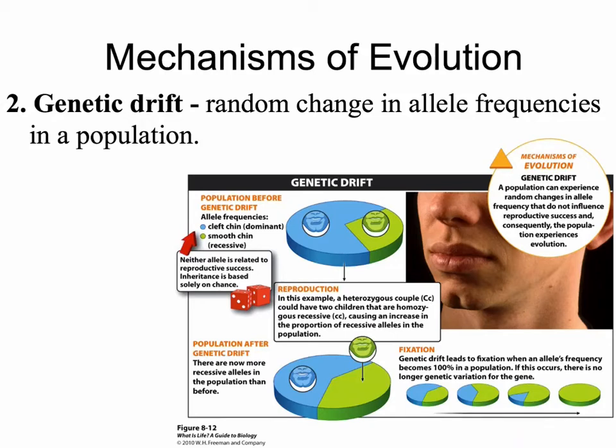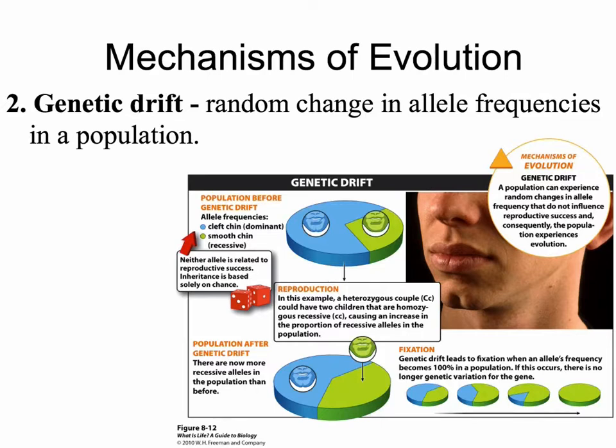Our second mechanism of evolution is genetic drift. Genetic drift involves random changes in allele frequencies of a population. This means that sometimes we see allele frequencies changing just due to random chance, like the roll of the dice.